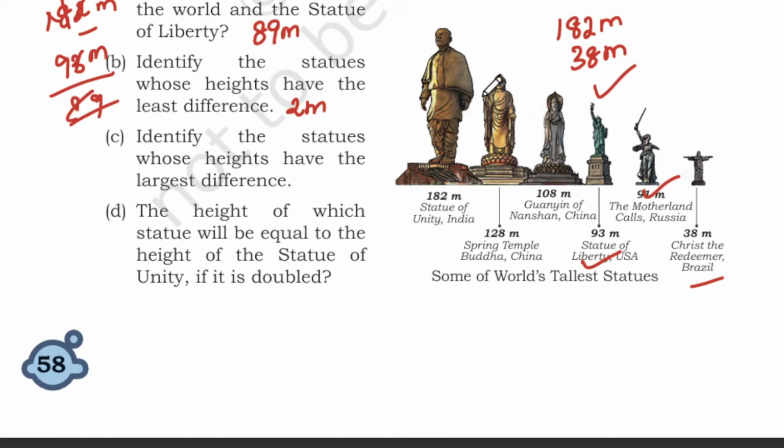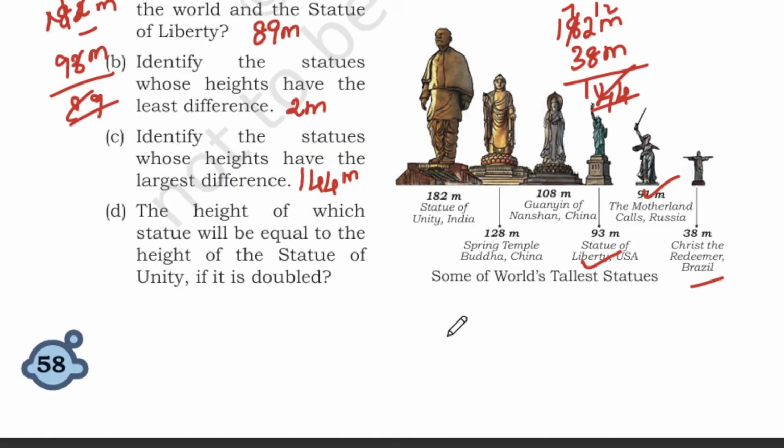Okay, now we have to find the largest difference. So 182 minus 38: 12 minus 8 is 4, 7 minus 3 is 4, we have 1, so 144. So the difference is 144 meters, which is the largest difference as well.